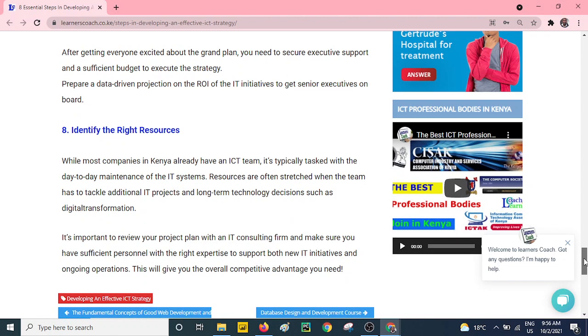So those are the 8 essential things that you need to do in order to come up with an effective ICT strategy.